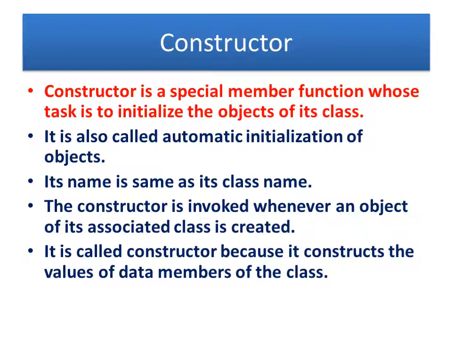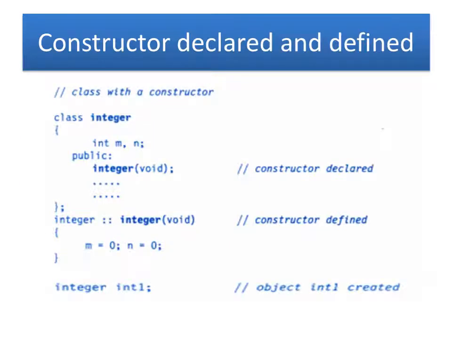The constructor is invoked whenever an object of its associated class is created. It is called a constructor because it constructs the values of the data members of the class. So that is why we call this a constructor. It is also like a member function in the class. This is an example showing the declaration and the definition of a constructor.